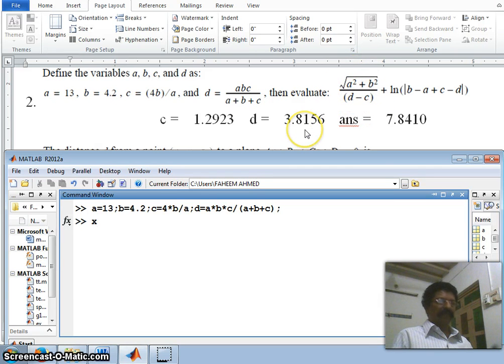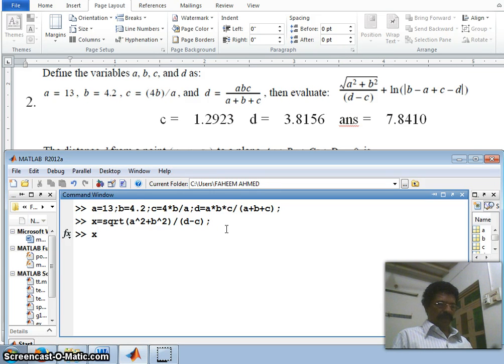Therefore, I will take x is equal to square root. Here this is a function, a square. Therefore, a power 2 plus b power 2. This is the square term divided by the entire expression b minus c. Right, the first expression I have calculated first, and with this value I put a semicolon.